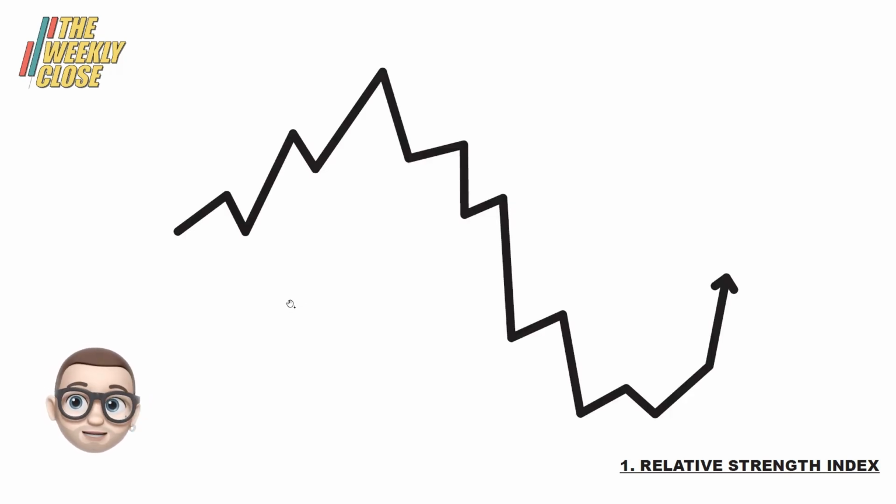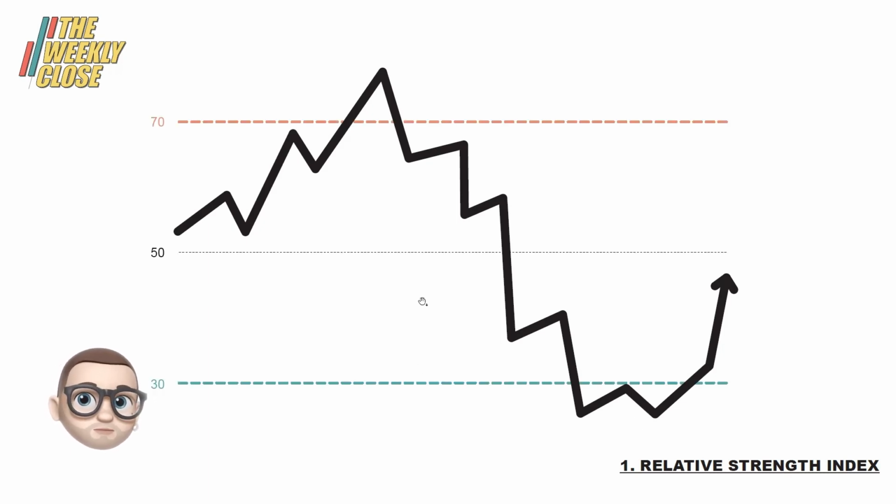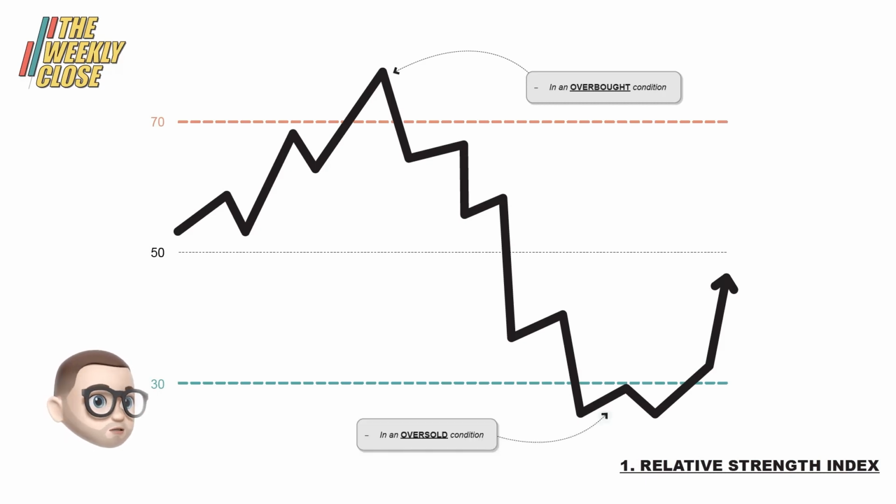So the RSI is an oscillator, that is to say a line graph, on a scale of 0 to 100, originally developed by J. Welles Wilder in his seminal book, New Concepts in Technical Trading Systems. Now, typically an asset is considered overbought when the RSI is over 70 and oversold when it is below 30.